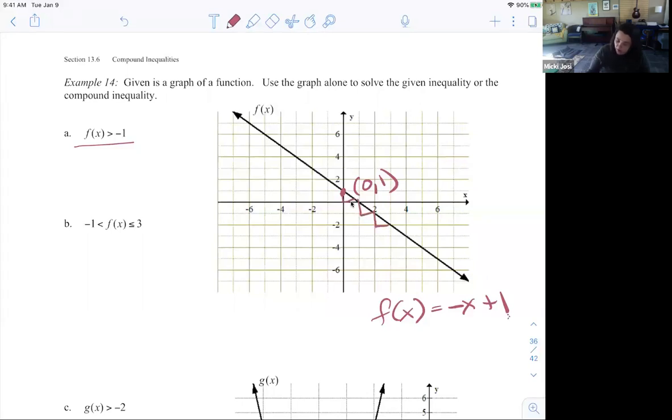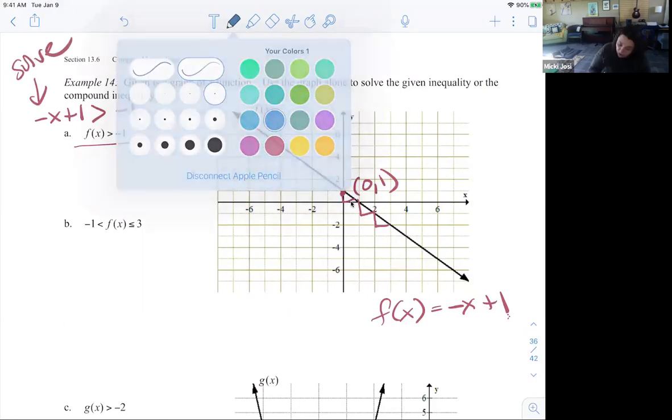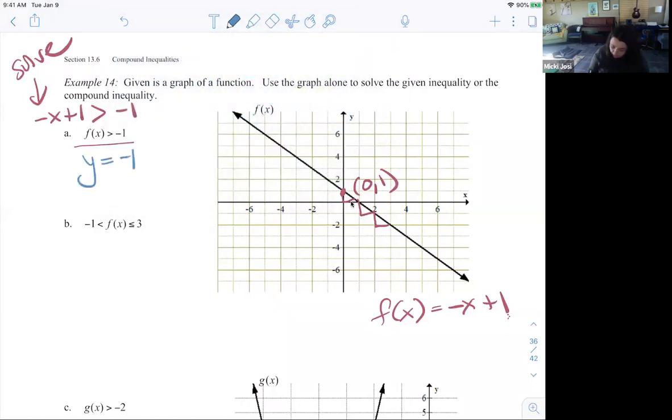The reason why I bring that up is this would be the exact same problem if I had negative x plus 1 is greater than negative 1. You could use algebra to solve, right? But we're solving graphically. So in order to solve graphically, I will start by drawing the line y equals negative 1. If I draw that line here, this is their point of intersection. So x equals 2, if we were saying, where is f of x equal to negative 1, x would be 2, right? But we want to solve where is f of x greater than negative 1.